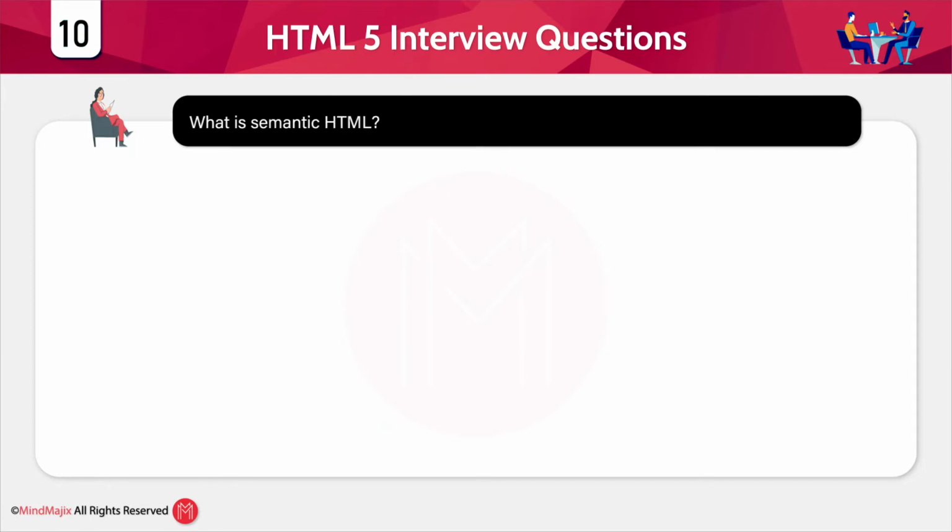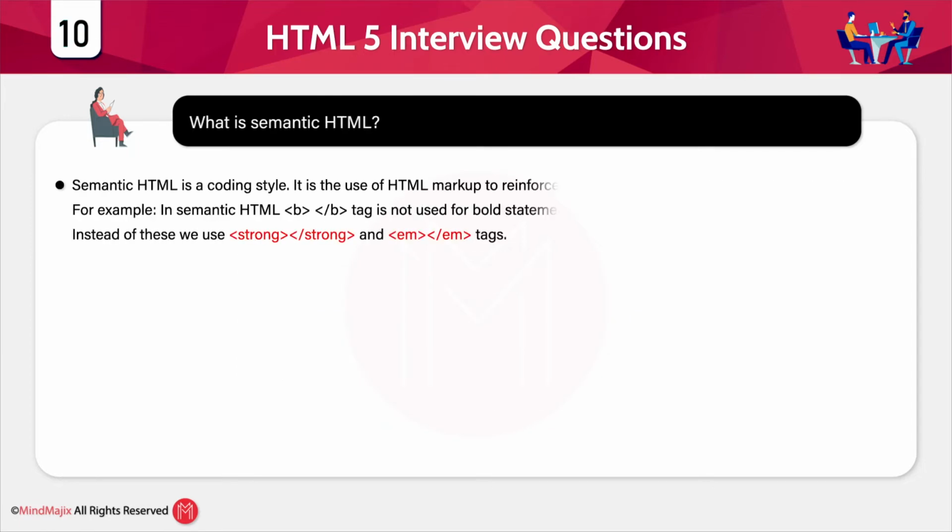What is semantic HTML? Semantic HTML is a coding style. It is the use of HTML markup to reinforce the semantics and meaning of the content. For example, the B tag is not used for bold statements, and the I tag, with opening and closing tags, is used for italic. Instead of these, we use the strong tag and em tags.